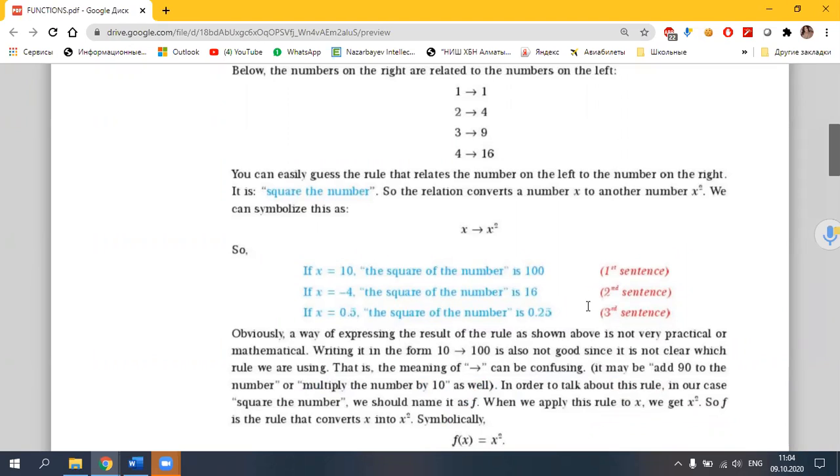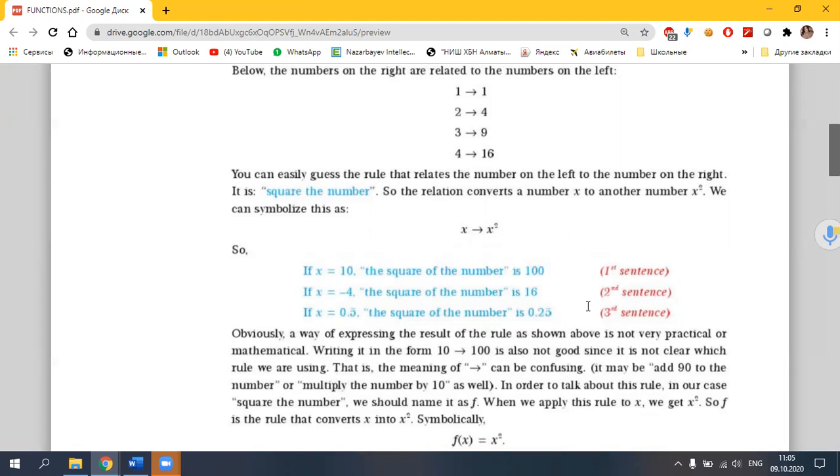Let's say we are given a function: square the number. Square means squaring the given number. We can symbolize this: x goes to x squared.